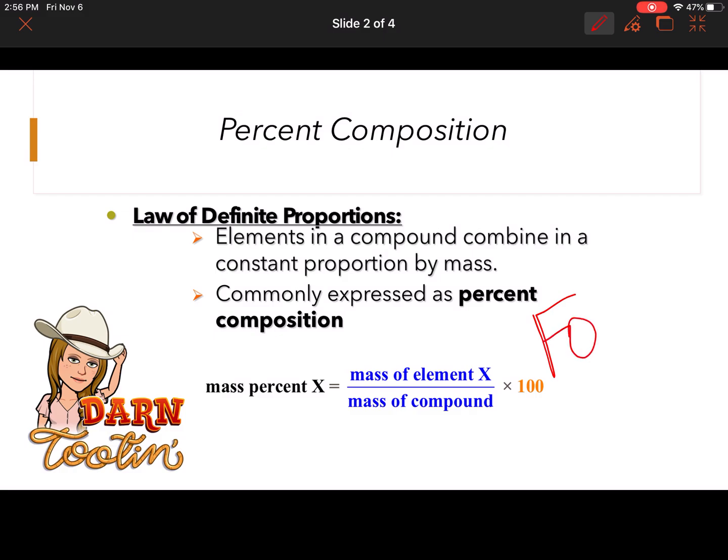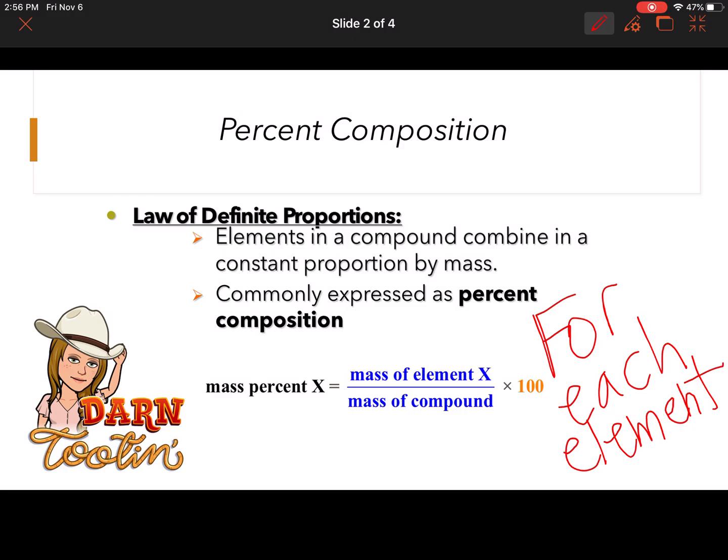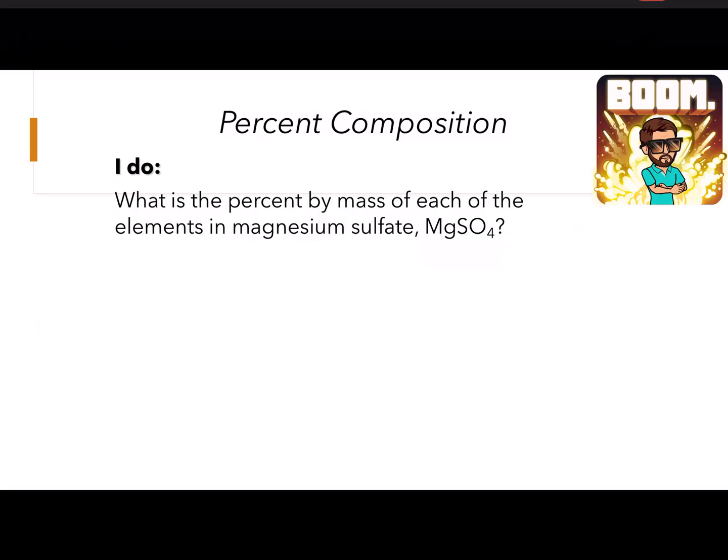For each element. All right, giddy up to go with darn tootin'. Let's look at what it looks like.